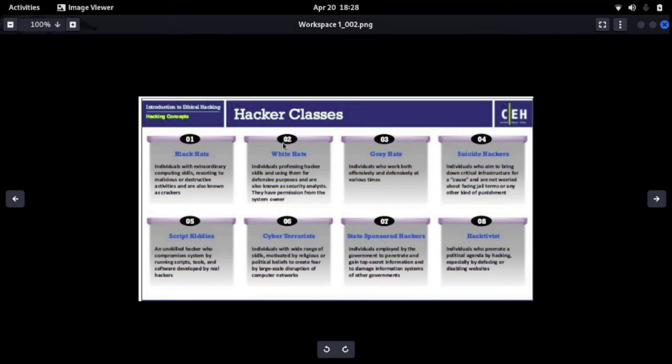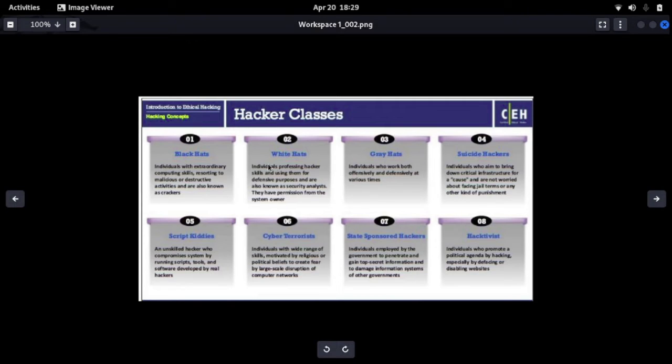Now, our concern here is the white hats, which is the good guys. So you, as an ethical hacker, your class of hacker is the white hat: individuals professing hacker skills and using them for defensive purposes. In this case, you'll be taught to be a bad guy, that is what you profess, to be a good guy. The black hat hackers are the ones that cause malicious damage, while you being the white hat is for the sake of a defensive purpose, to prevent yourself from being hacked.